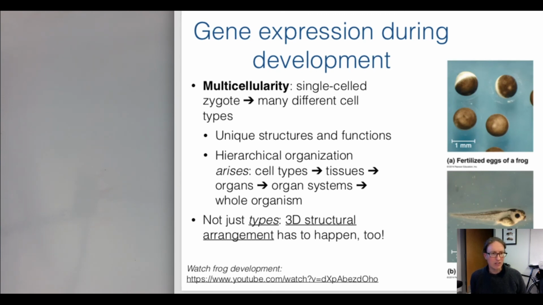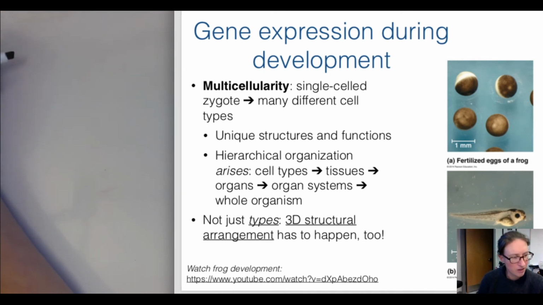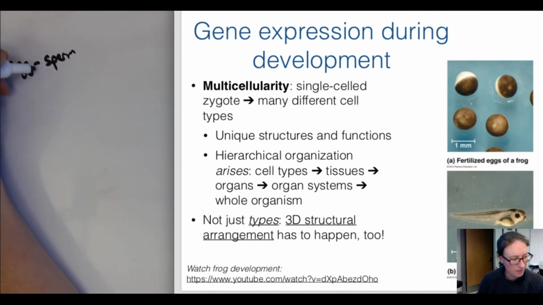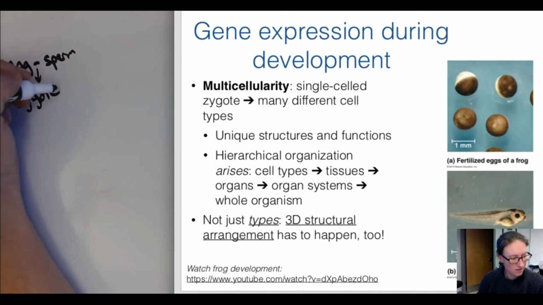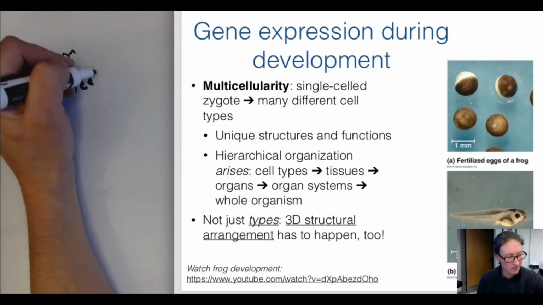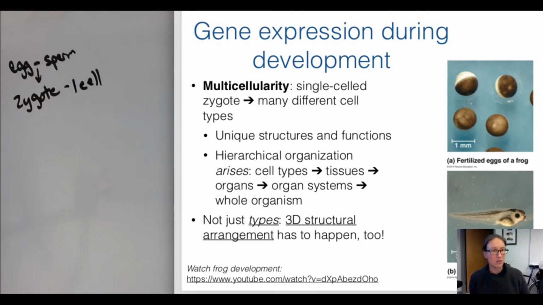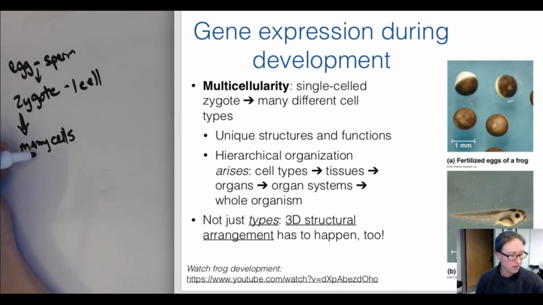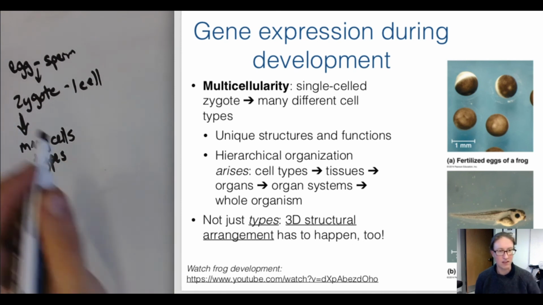So for thinking about gene expression across development, we have to set the stage by thinking about how development works for a multicellular organism. We start out with an egg hitting a sperm, and that brings us back up to a diploid organism. And when it is just a single cell, it's referred to as a zygote. And so the process we're talking about here is a process of going from just one cell to many different cells, and also many different types of cells.